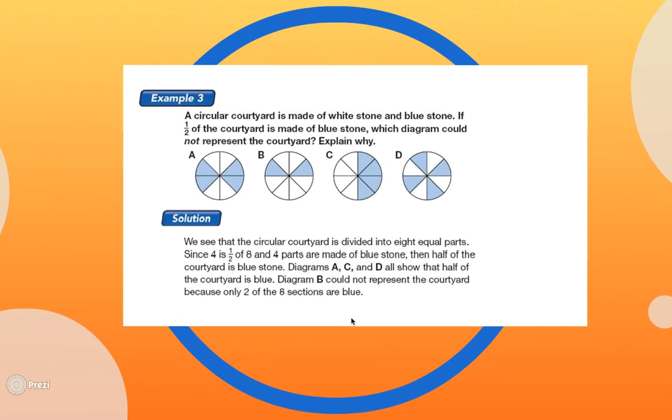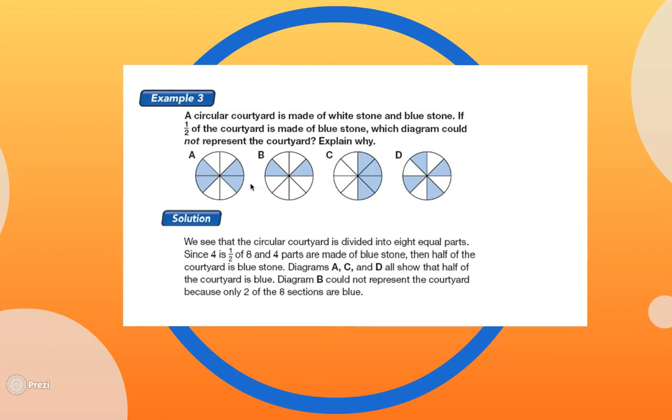All right, example number 3. A circular courtyard is made of white stone and blue stone. If half of the courtyard is made into a blue stone, which diagram could not represent the courtyard? All right, so we're looking for one that doesn't represent half of the circle. Even though it says half right here, and technically you're supposed to cut into 2 pieces, they already have the pieces laid out for you.